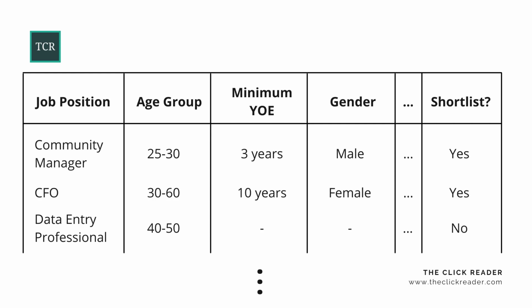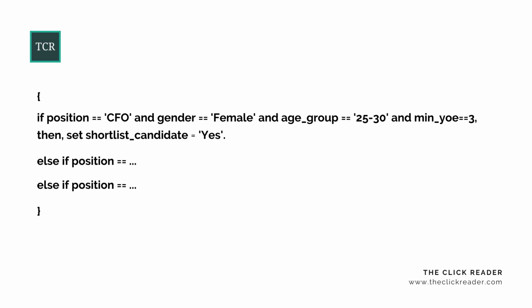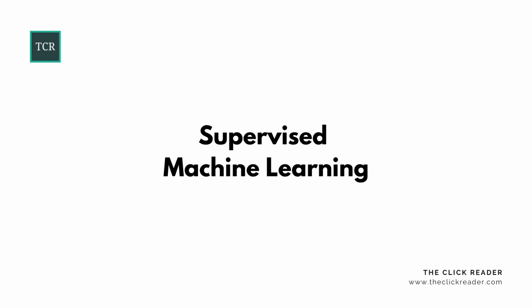So, now that we have a set of rules ready, how do we use them programmatically? A naive approach to this is by writing a bunch of if-else statements. But you can easily figure out that this approach takes a long time when you have a large number of criteria as well as rules. The next and a more preferred approach is to use supervised machine learning.